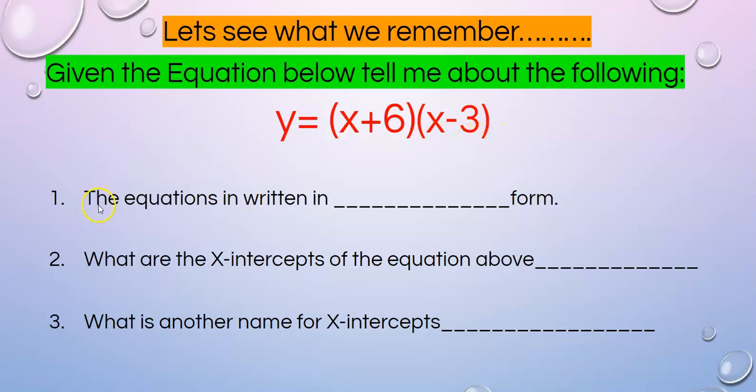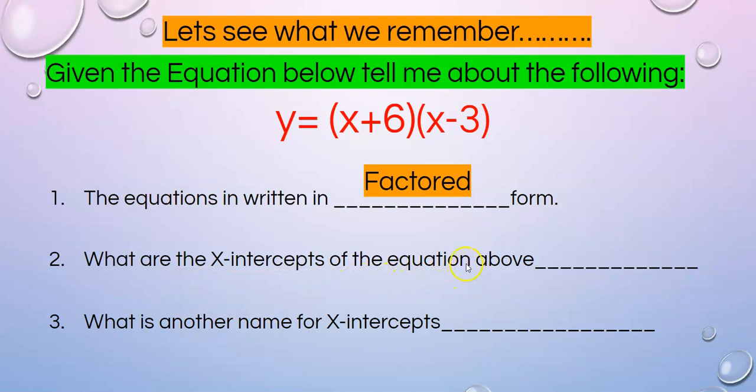So the first question on your warm-up, just to see what you remember from the previous day, says the equation is written in blank form. And so if I look here, it is written in, of course, factored form. Question number 2, what are the x-intercepts?